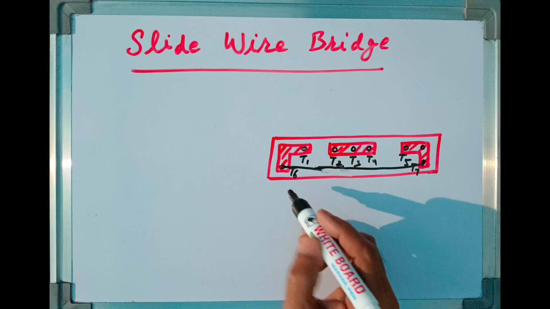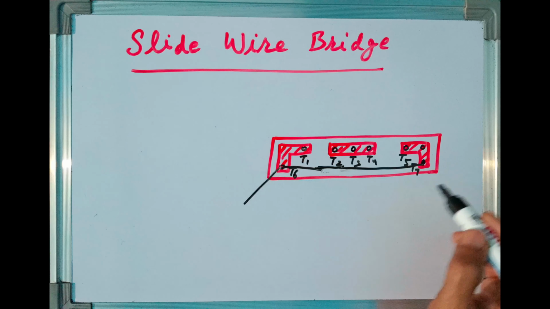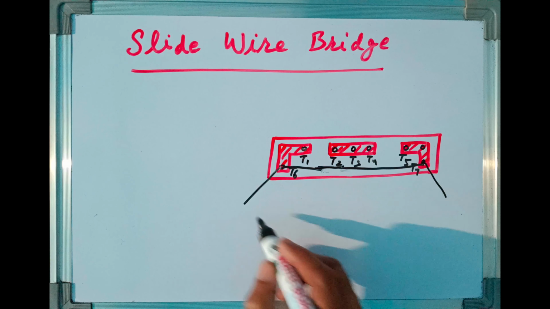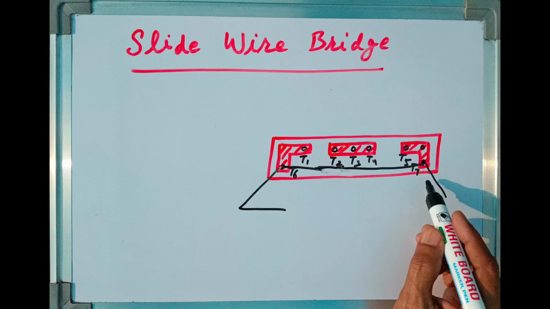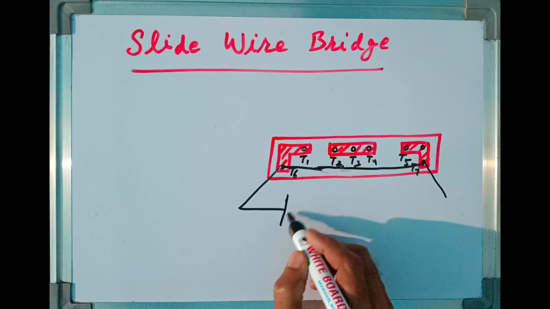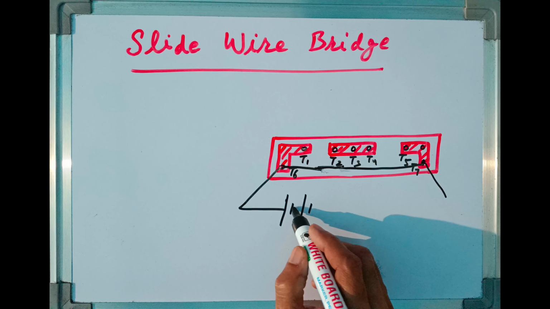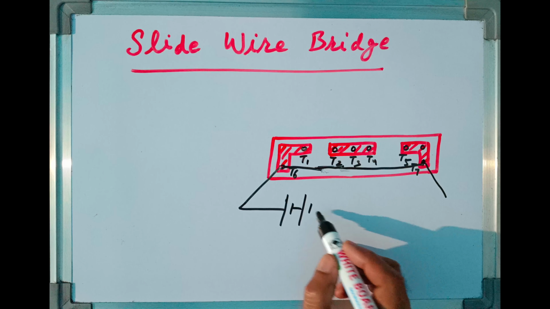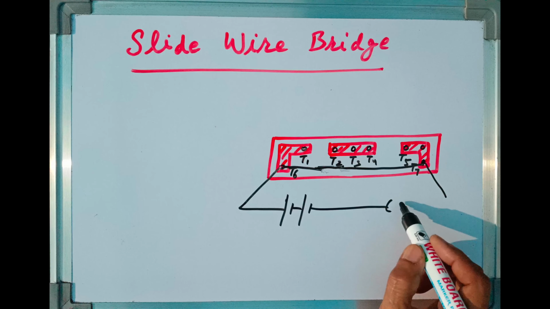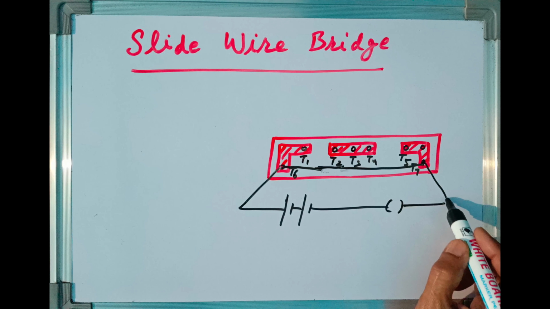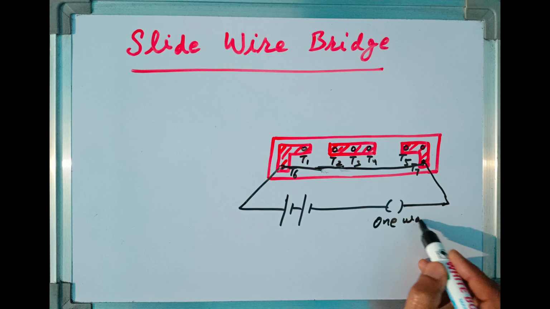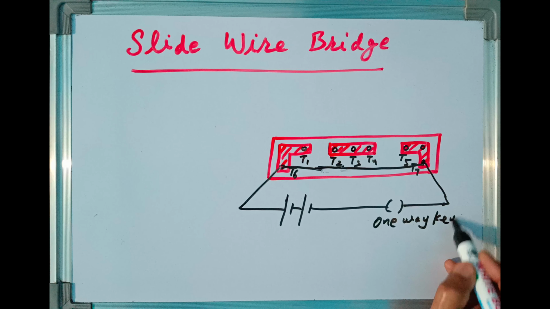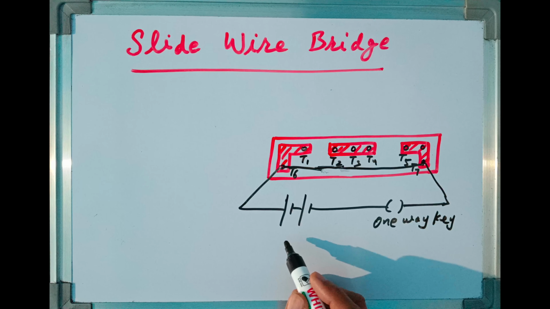And in order to operate this, what we do, we connect a battery between terminals T6 and T7 so as to supply a constant current through a key, that is one-way key used. And this is high potential battery.